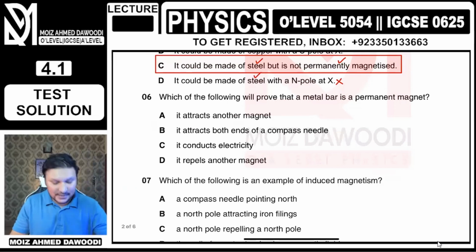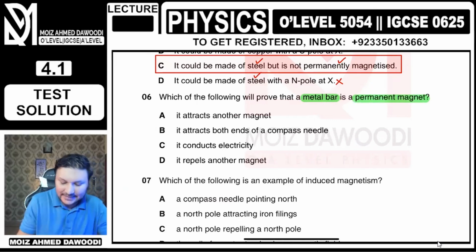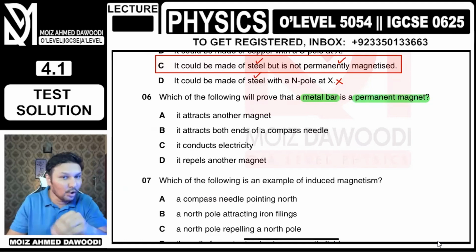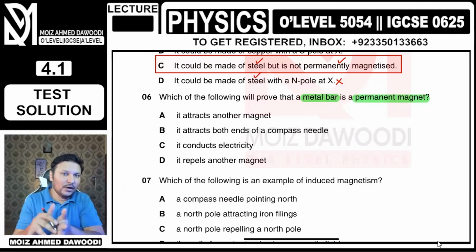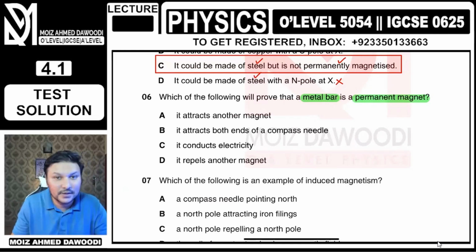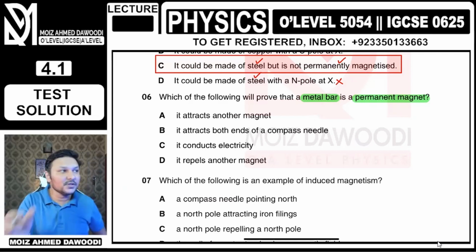Question number 6. Which of the following will prove that the metal bar is a permanent magnetic material? For the identification of the pole of a magnet, attraction does not help, because attraction also happens in unmagnetized iron. Attraction also happens in unmagnetized, or not permanently magnetized, steel. But if a material is permanently magnetized, repulsion will take place.